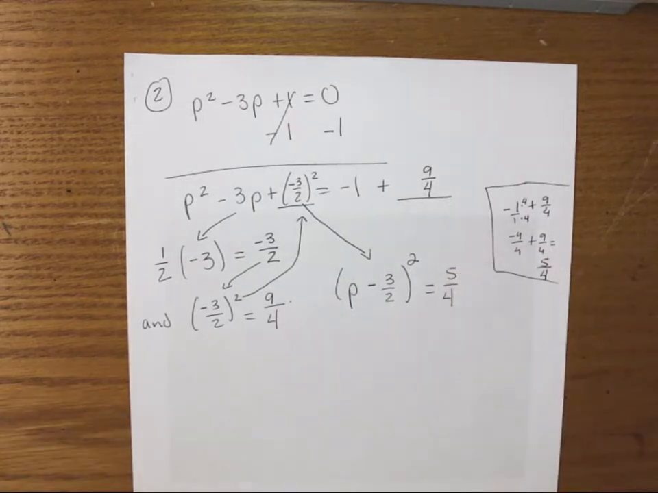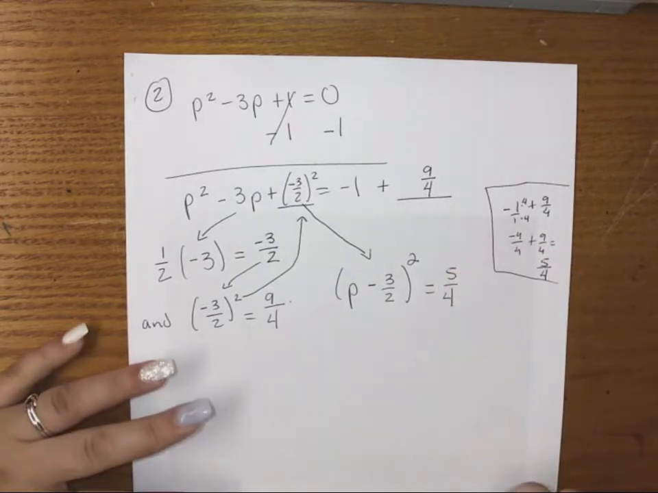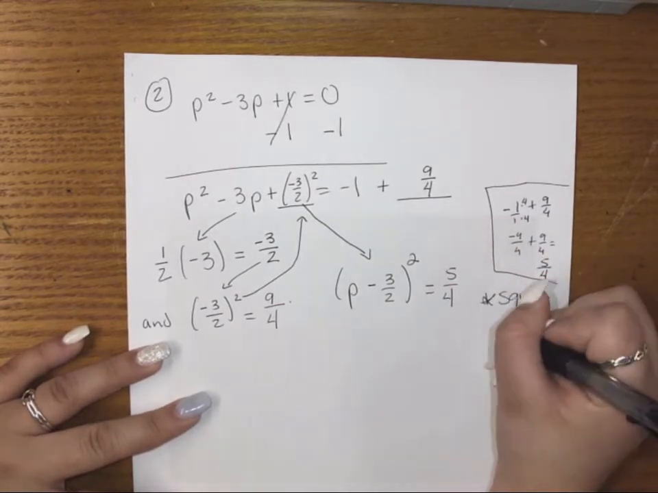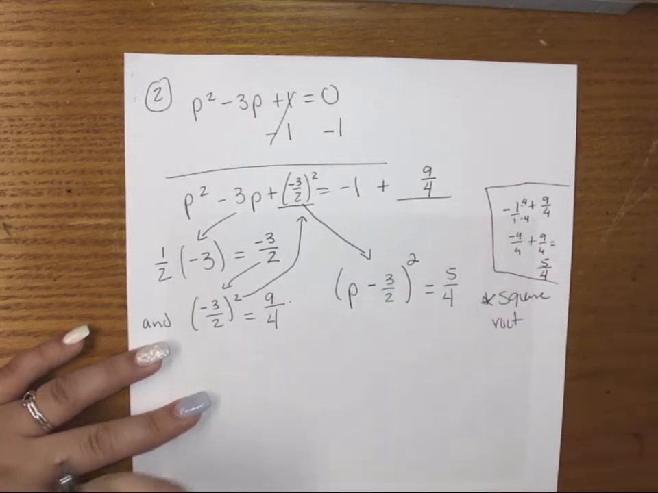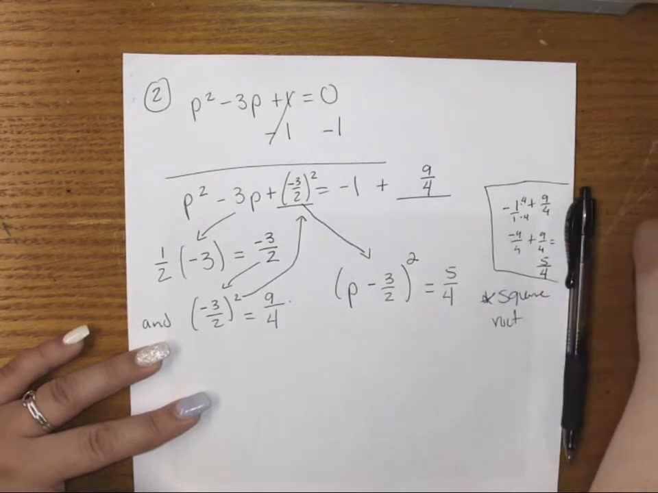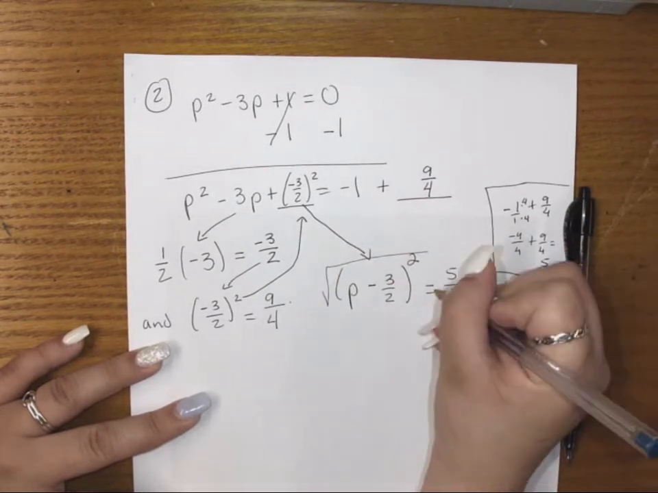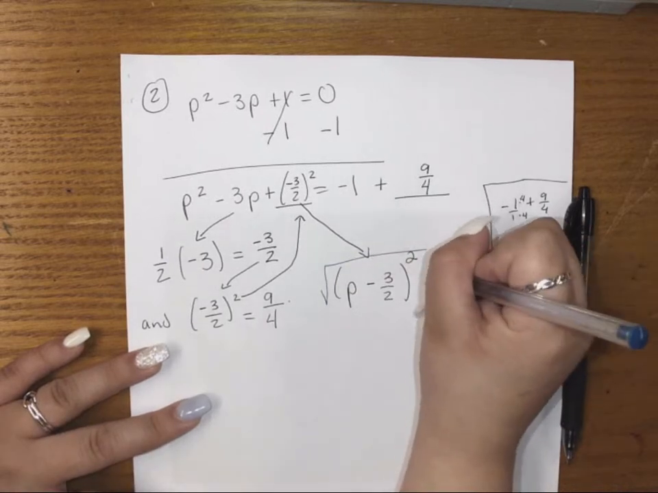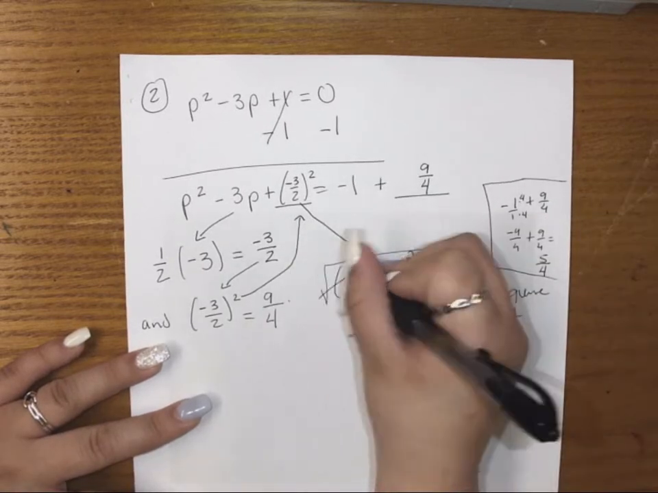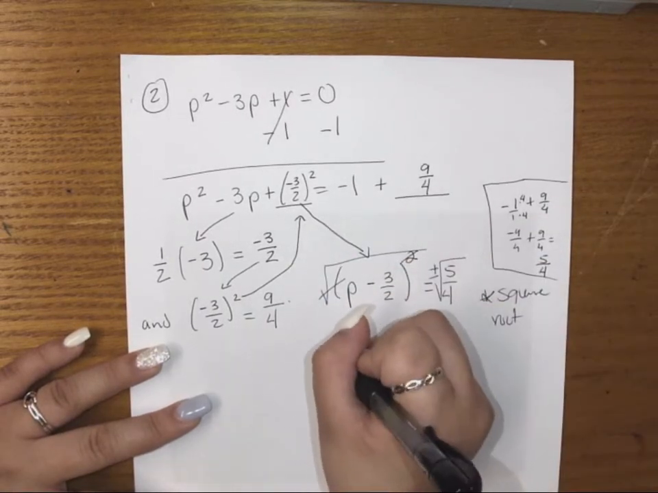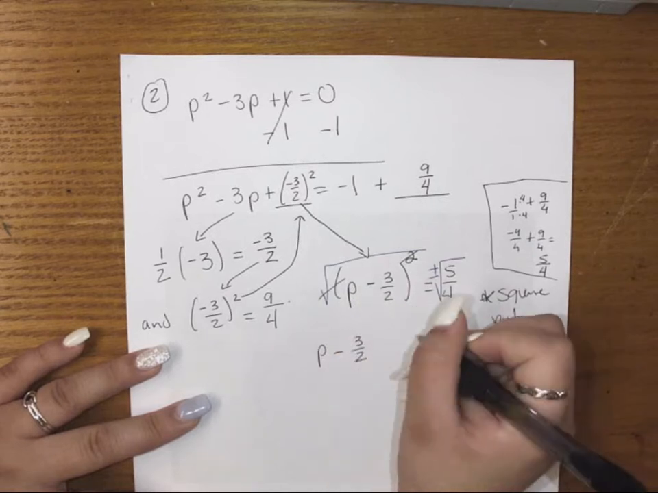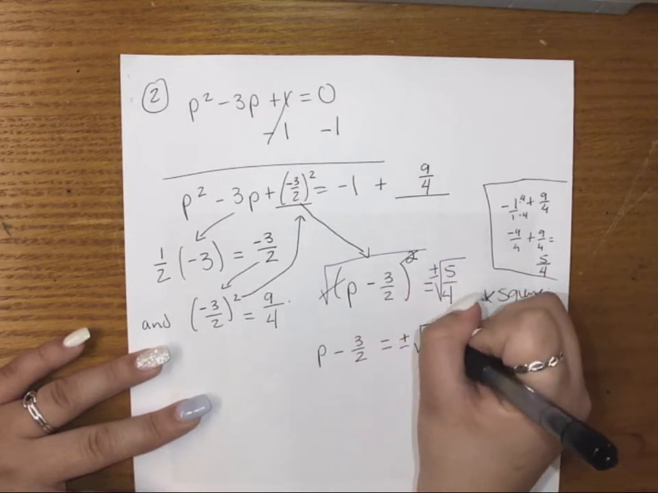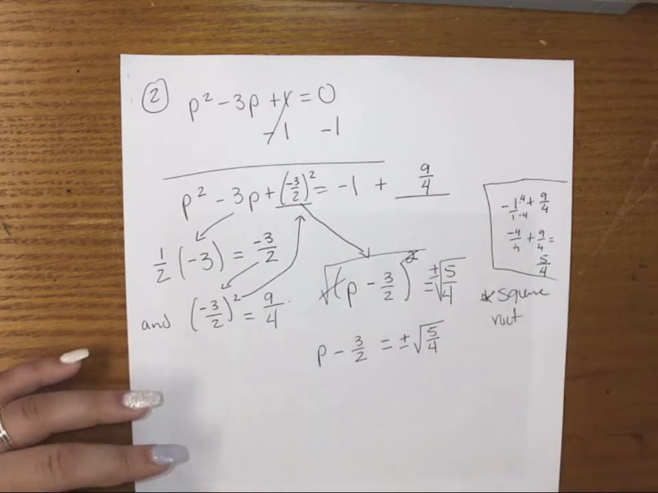Now it looks like something we've been doing before. Now we're able to solve, and this is by the square root property. The way we get rid of a square, the opposite operation, is to take the square root, but every time you take the square root of the other side, you have to add a plus or minus. They undo each other. We're left with p minus 3/2 equals plus or minus square root of 5/4.